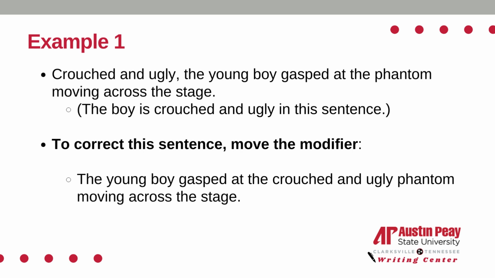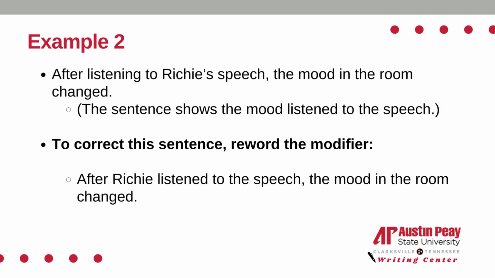For example, crouched and ugly, the young boy gasped at the phantom moving across the stage. The boy is crouched and ugly in the sentence. To correct the sentence, move the modifier. The young boy gasped at the crouched and ugly phantom moving across the stage.